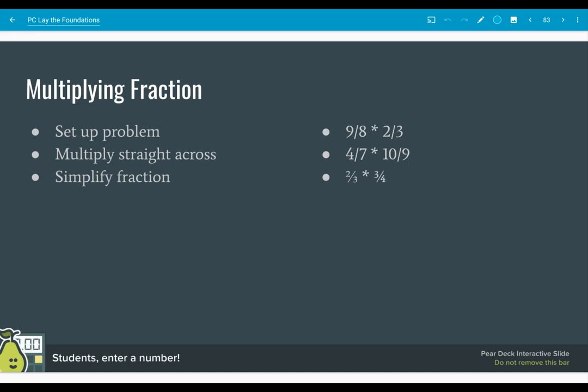So next is going to be looking at multiplying fractions. Multiplying fractions is a lot easier, in my opinion. And as you saw from the previous slide, we already did some of it. So I'm going to do the first one, and then I'm going to leave you to do the other two.